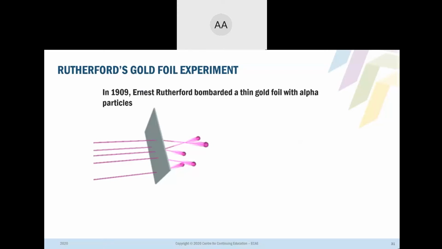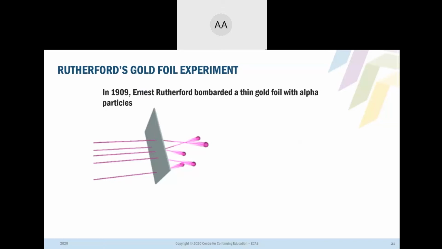Now, according to the previously accepted atomic model, where an atom's mass and charge were uniformly distributed throughout the atom, the scientists at the time doing the experiment hypothesized and expected that all of the alpha particles would pass through the gold foil with only a slight deflection or none at all. Now, do any of you know what actually happened? How well do you know Rutherford's experiments?